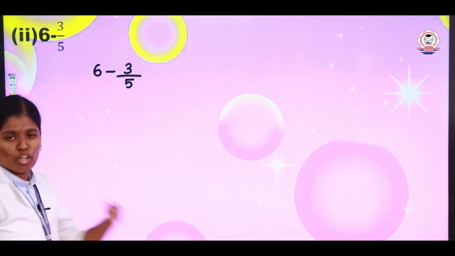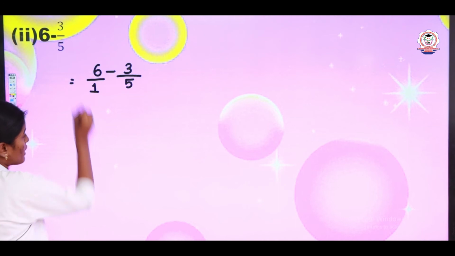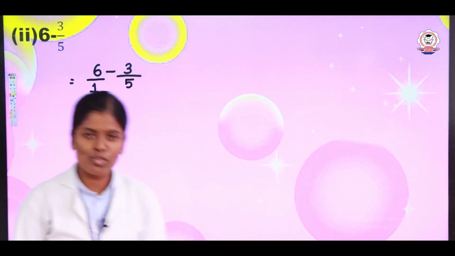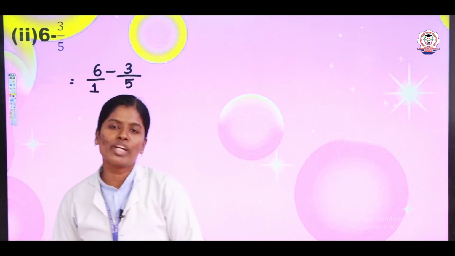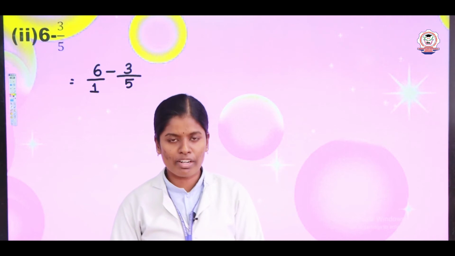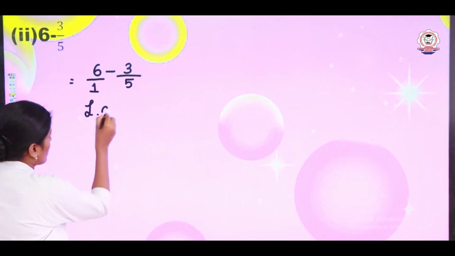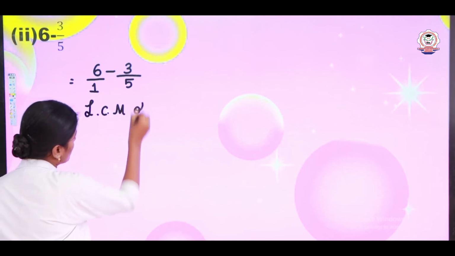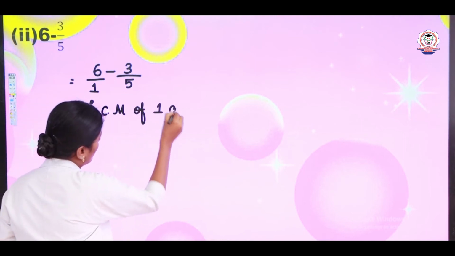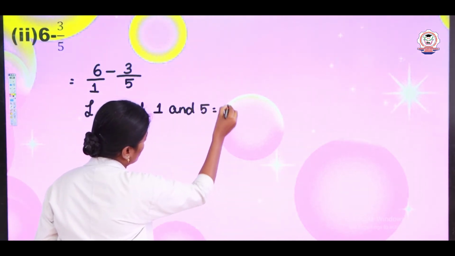So here the denominator values are 1 and 5. Here you are going to take the LCM of 1 and 5. What is the LCM of 1 and 5? Yes, very good. The LCM of 1 and 5 is 5 only. So write here LCM of 1 and 5. So here the LCM of 1 and 5 is 5.